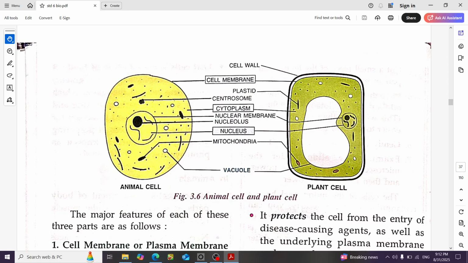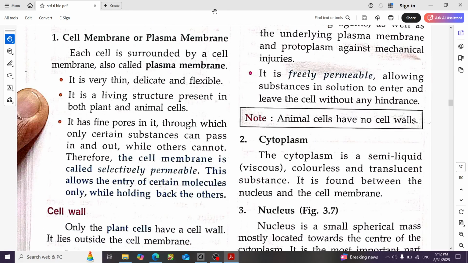So let's read ahead. So cell membrane. Each cell is surrounded by cell membrane. It's very thin and delicate. It's a living structure in both plants and animals. It has fine pores. It's like gateways through which small substances can enter. And it is selectively permeable.